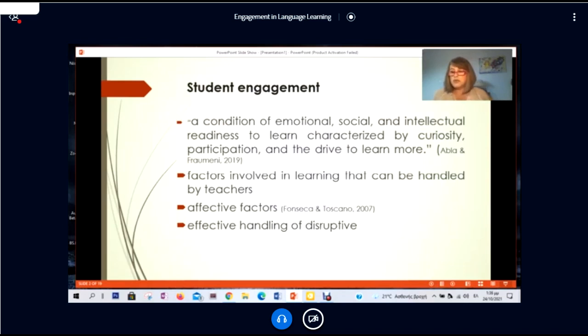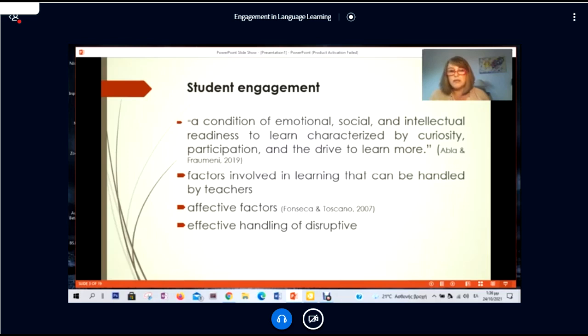Our proposed framework for student engagement adopts Ablas and Farman's definition of student engagement as a condition of emotional, social, and intellectual readiness to learn, characterized by curiosity, participation, and the drive to learn more. This definition implies that there are other factors involved in learning that can be handled by teachers.